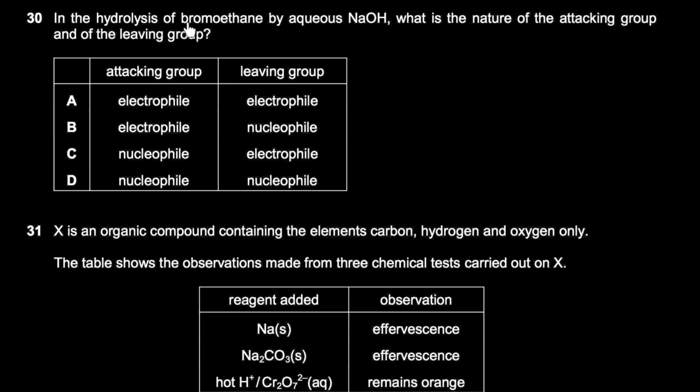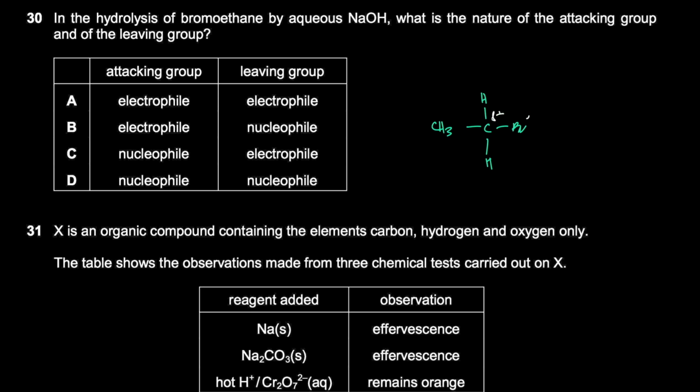In the hydrolysis of bromoethane by aqueous NaOH, what is the nature of the attacking group and of the leaving group? The attacking group is a nucleophile and the leaving group is also a nucleophile. So let me draw this out. We have bromoethane, which is CH3CH2Br, right? I'll draw out the mechanism.